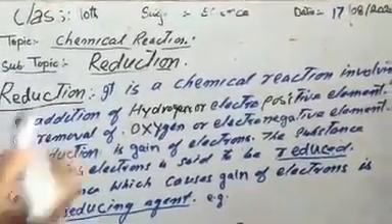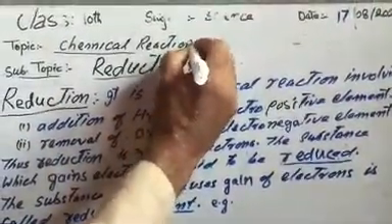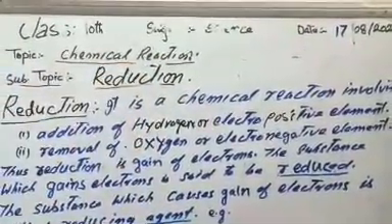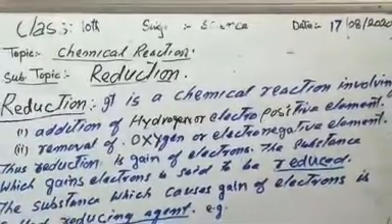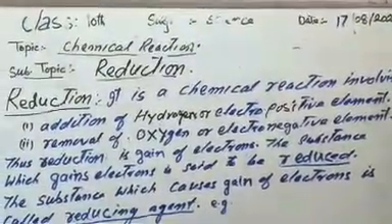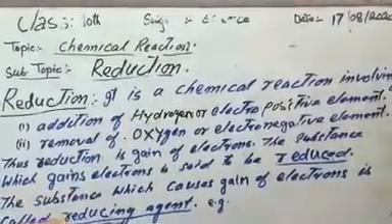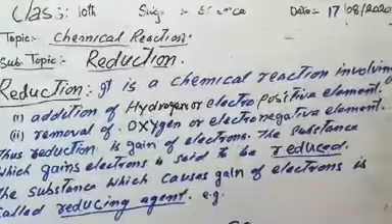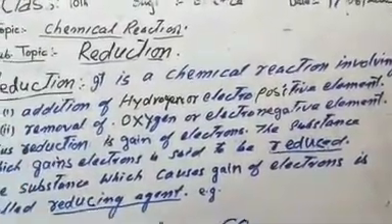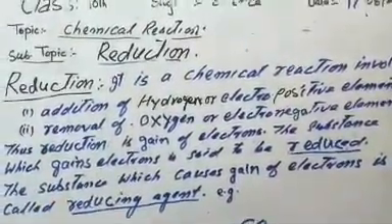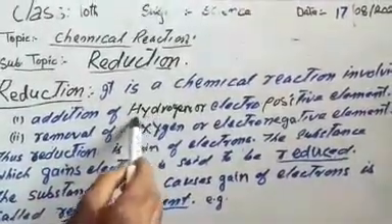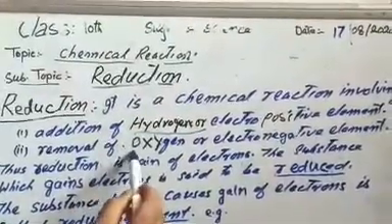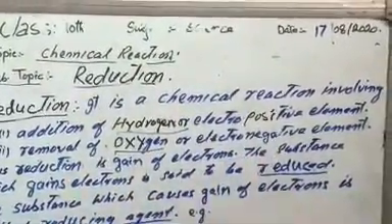Dear students, yesterday we discussed oxidation. Now today we are going to discuss reduction. Reduction is opposite to oxidation. In oxidation we have discussed oxidation is the addition of oxygen or removal of hydrogen. And since reduction is opposite to oxidation, therefore reduction is the addition of hydrogen or electropositive element or removal of oxygen or electronegative element.